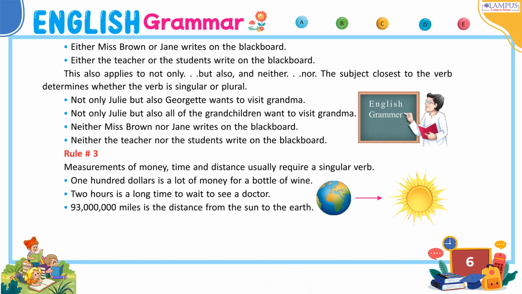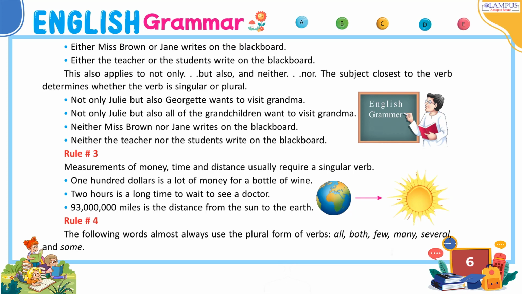Rule 3. Measurements of money, time and distance usually require a singular verb. $100 is a lot of money for a bottle of wine. 2 hours is a long time to wait to see a doctor. 93 million miles is the distance from the sun to the earth.